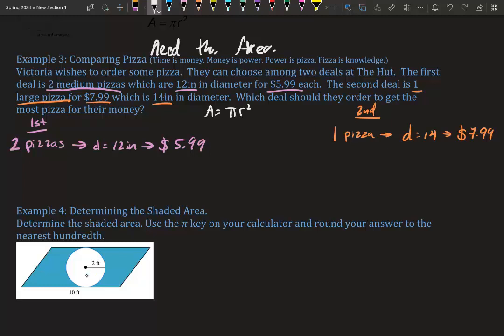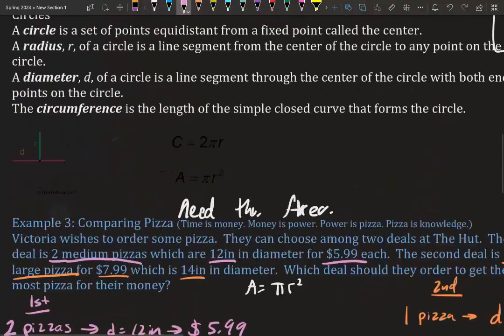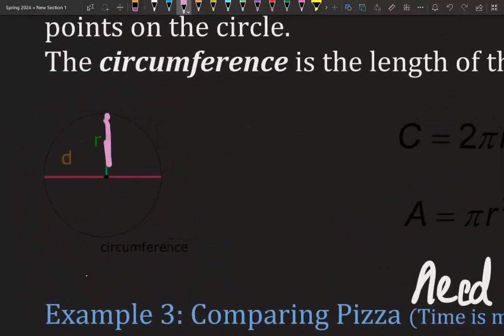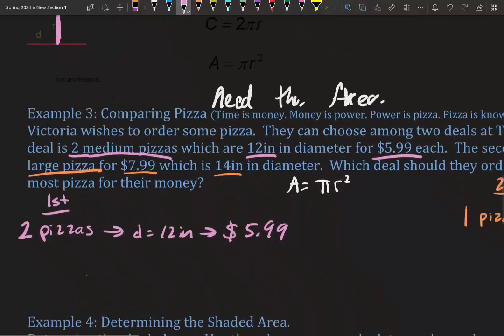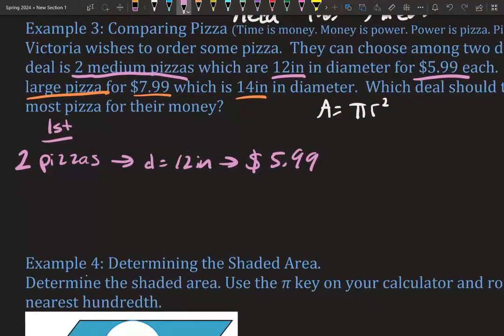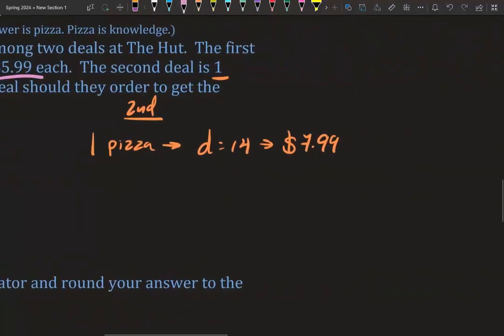So in order to do our pizza deals, we actually need to use the radius and not the diameter. A radius is just half of the diameter, because that's what a circle is. A radius is just halfway from the center. So to get our radius, we just halve 12, that's 6. To get our radius, we halve 14, and that's 7.